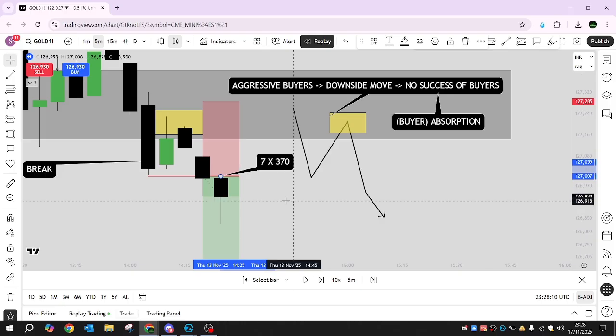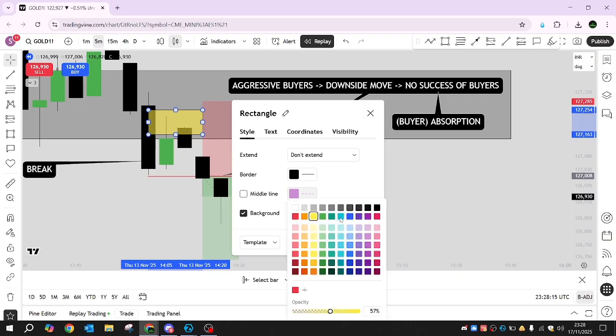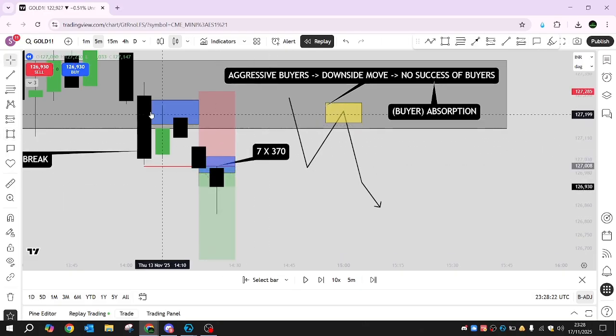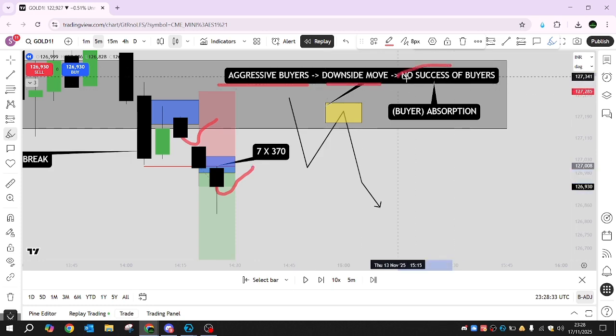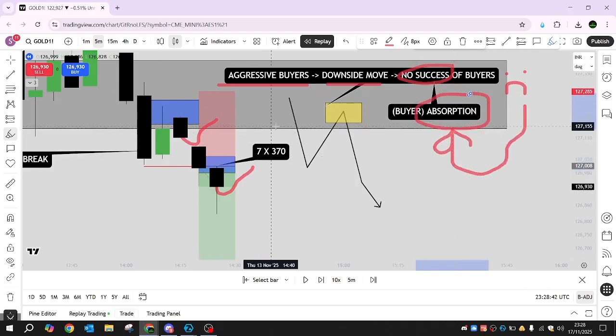Now, what does that mean, right? So we had a lot of blue delta over here, right? So I'm going to label that in blue, where we had lots of blue delta here, and we also had a ton of blue delta, huge amount of blue delta over here. So this is the same principle of seeing aggressive buyers, but we have downside follow through here, we have downside follow through here. So aggressive buyers, downside move, which means that those buyers were not successful. These are unsuccessful buyers, which means they've been absorbed, right? This is the absorption principle, everyone, and this is what I want you to understand.